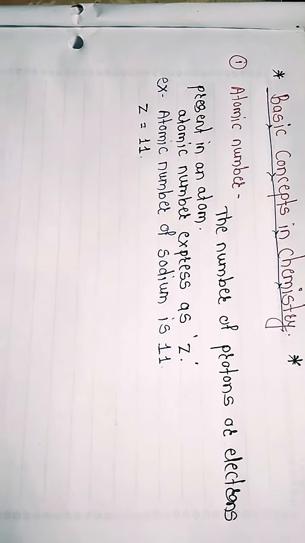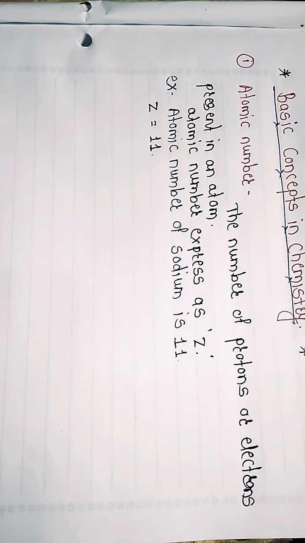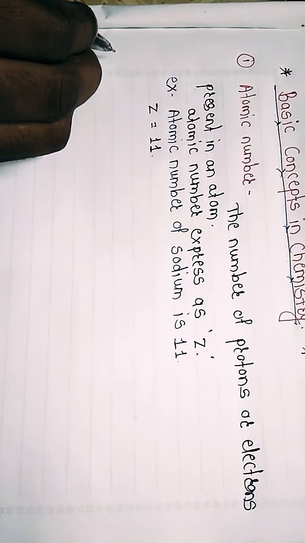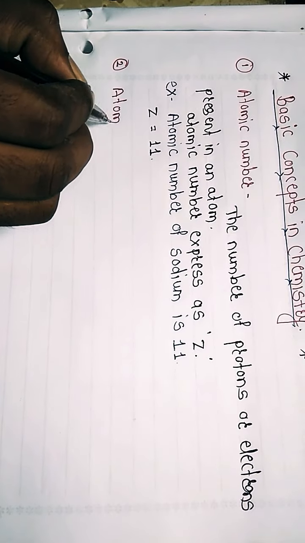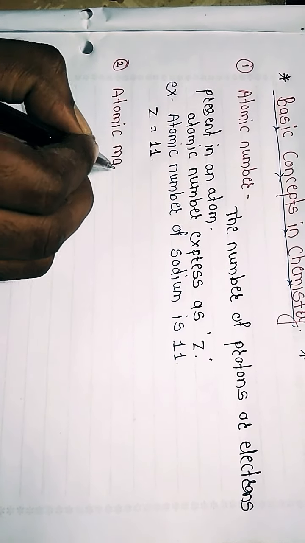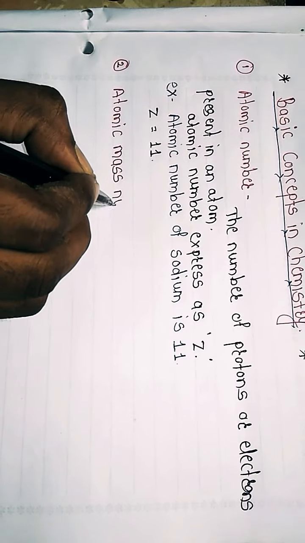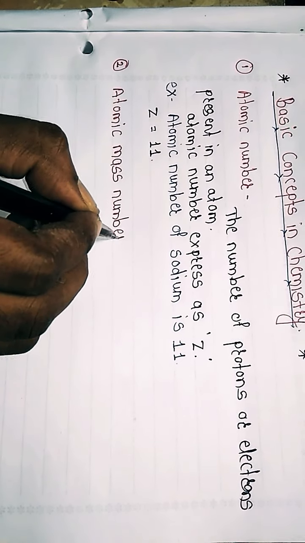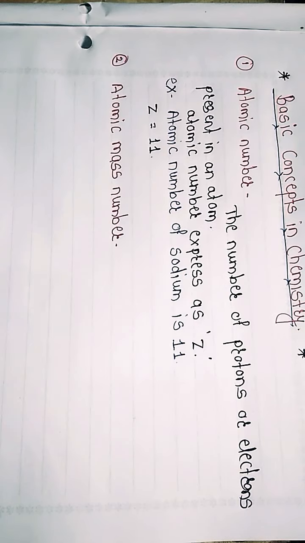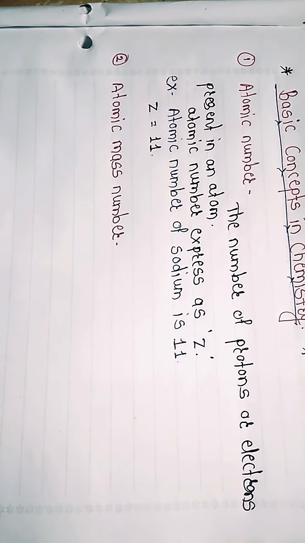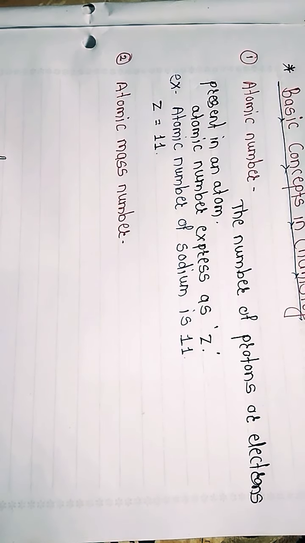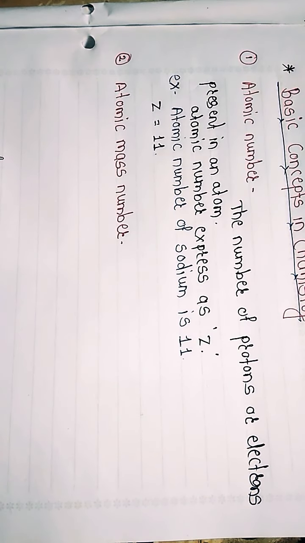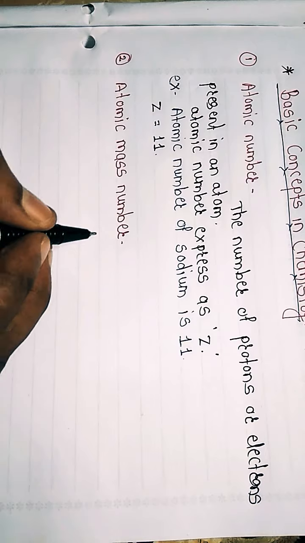One of the second most important basic concepts in chemistry is atomic mass number. Atomic mass number is the sum of protons and neutrons present in an atom. First we can write the definition, then we can discuss it later on.